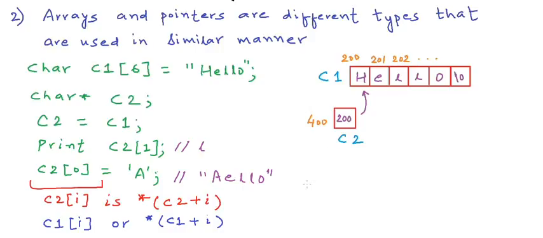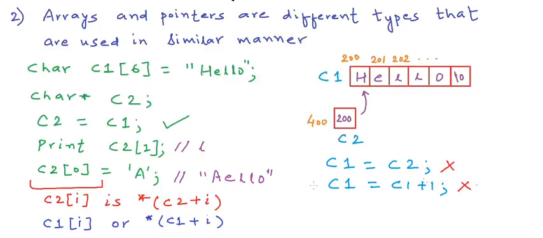Let us now look at the differences. We cannot modify an array with a statement like this. C2 equals C1 is valid, but C1 equals C2 is not valid. It does not make sense. This will give you a compilation error. We cannot even say C1 is equal to C1 plus 1. We cannot increment or decrement this variable C1. We can do it for C2, which is a pointer variable.